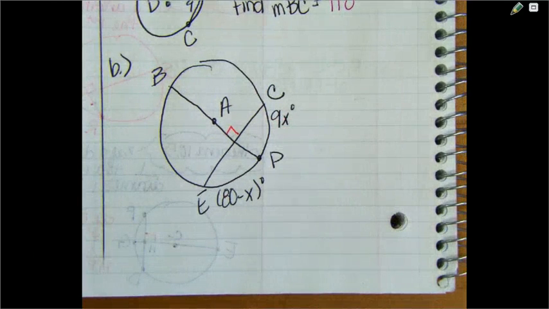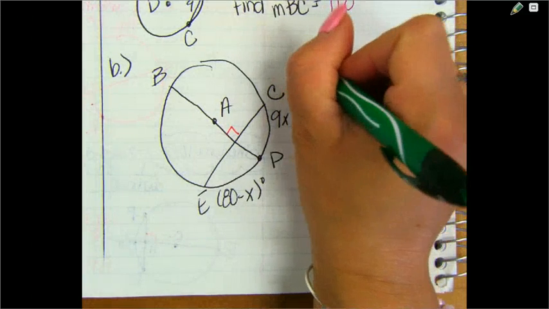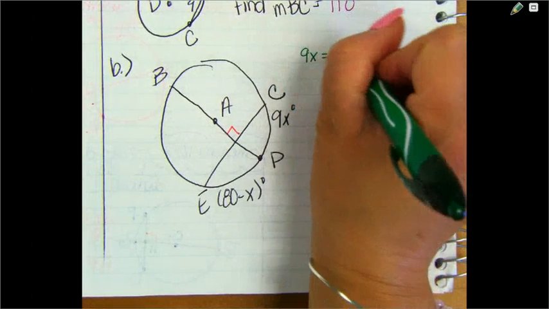So what did you do with those? Set them equal to each other. If you didn't do that, you're what? You're doing it now. Yes, you were wrong, but now you're doing it. So 9x equals 80 minus x.